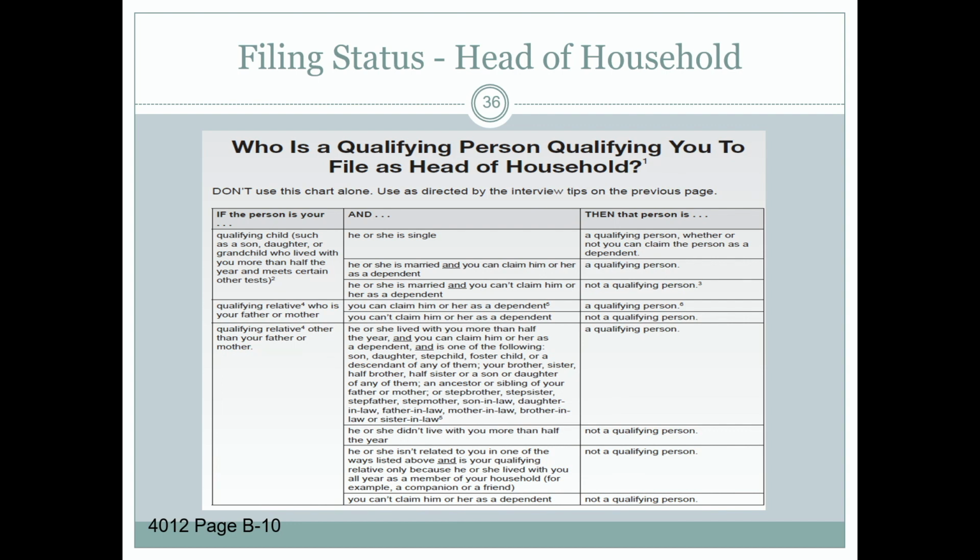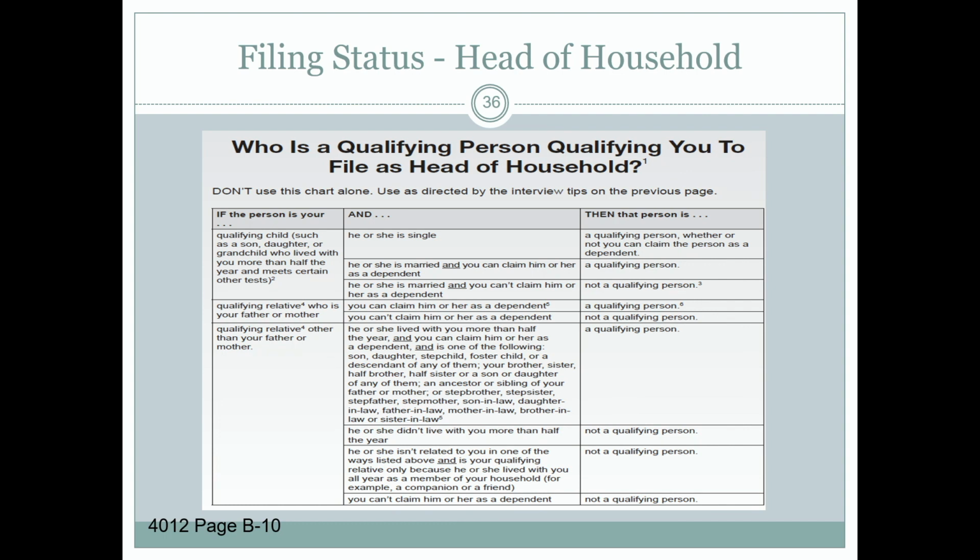We drop down to the next category of persons, and that is your father or your mother. If you can claim them as a dependent, then they are a qualifying person. If you cannot claim them as a dependent, then they are not a qualifying person. Now, when we were talking about head of household, we spoke of them having to live with you more than half of the year, but there is an exception to that rule. If the person is your mother or your father, they don't actually have to live with you, but again, you do have to have paid more than half the cost of maintaining the residence where they did live.